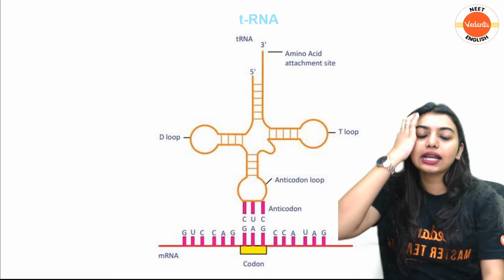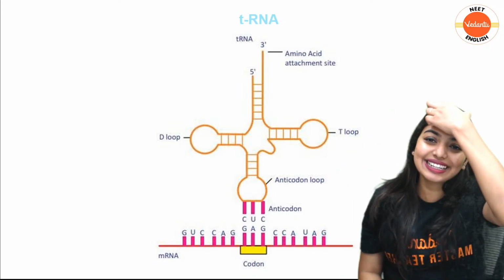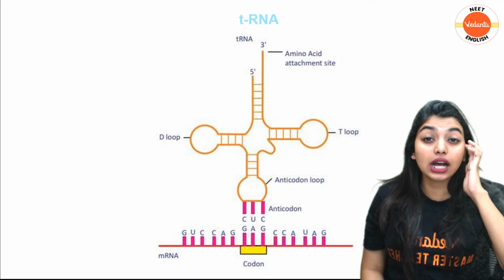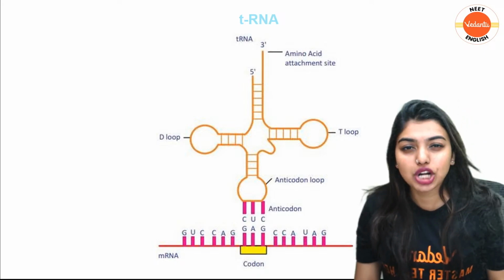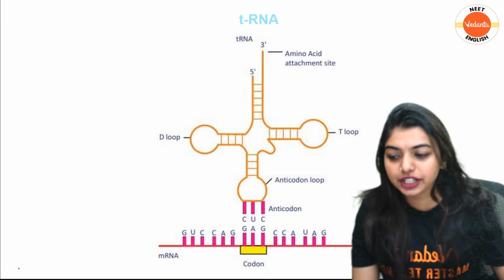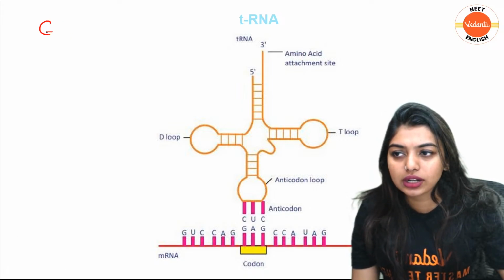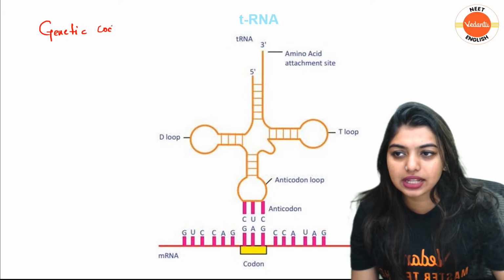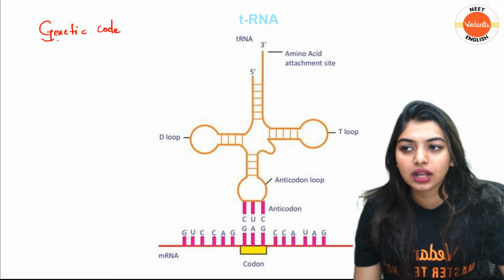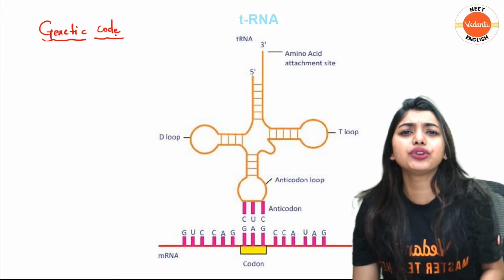So students, in the last class I taught you about tRNA, right? In tRNA, we understood that this is going to help us for translation because we learned about the genetic code. This genetic code has to be read. There's no one else to read this code. Right now, AUG is written. Who is going to read the code?